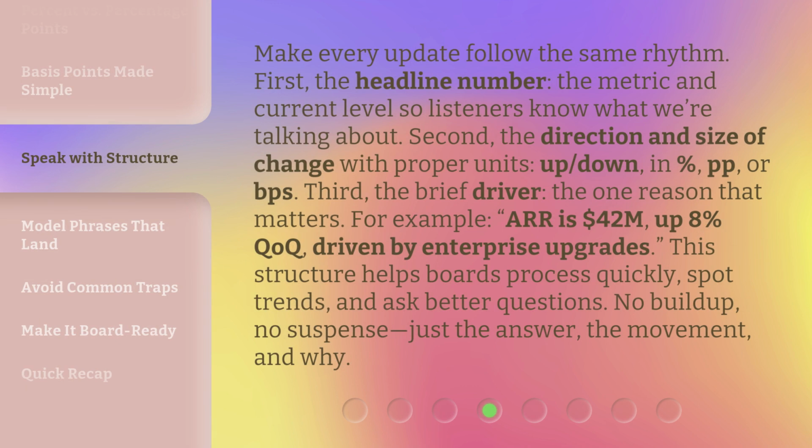Make every update follow the same rhythm. First, the headline number, the metric and current level, so listeners know what we're talking about. Second, the direction and size of change with proper units: up or down, in percent, PP, or BPS. Third, the brief driver, the one reason that matters. For example, ARR is $42 million, up 8% QOQ, driven by enterprise upgrades.